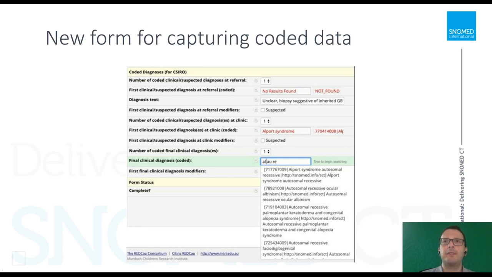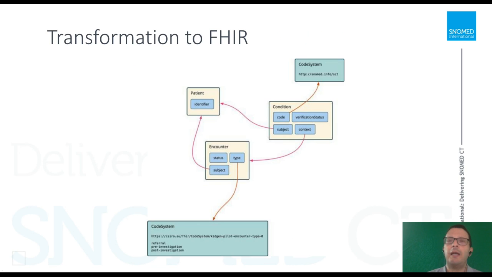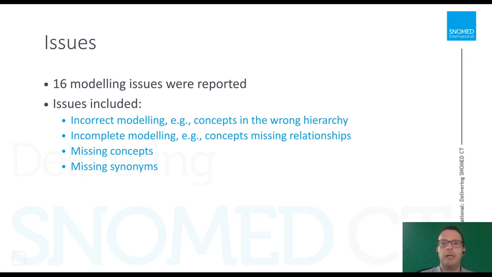And as you can see from this slide, we're using our plugin to pretty much recapture that initial information, but using coded data using SNOMED CT. Then we transformed a subset of the form into a FHIR model, and the FHIR model is pretty much what you can see here on the screen. It's very simple. We have a patient, we have 3 encounters, and each encounter has a condition that is actually used to represent the diagnosis that was done at each encounter.